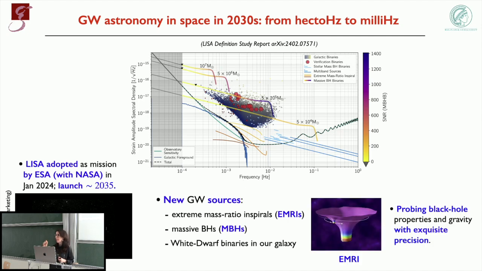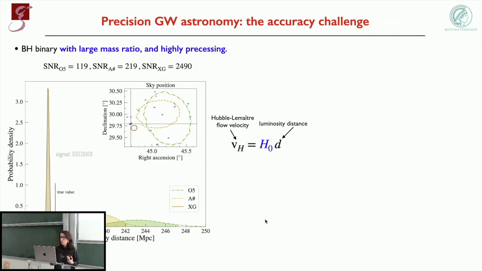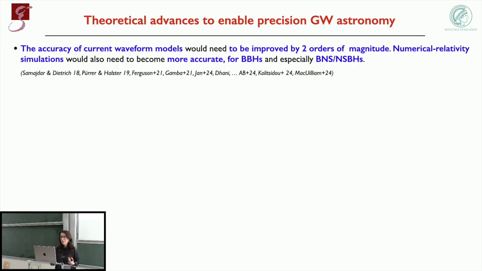Now I put this plot again. These are the extreme mass ratio inspirals. So you have a very small black hole going around a very large black hole for millions of cycles, for an entire year. And for that, we need to build the waveforms, actually. So the problem is complicated. We need to advance the theoretical predictions and get waveforms that are more accurate by 2 orders of magnitude with respect to what we have today. This is what people have investigated and found.